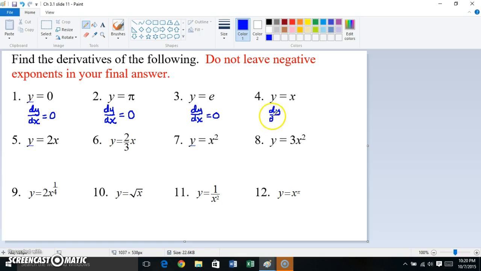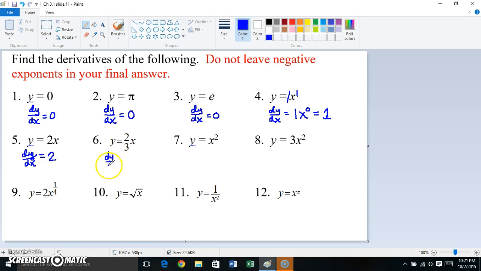Number 4, the exponent is 1. We bring that down in front. Reduce the power by 1. 1x to the 0, or just 1. Remember, this is just a linear function. What is its slope? Its coefficient, 1. Number 5, y equals 2x. So the derivative is 2.